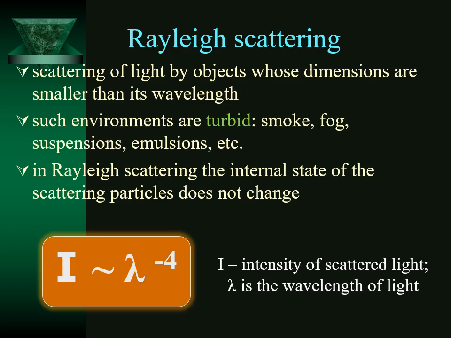In other words, this uniformity is due to the fact that the particle sizes are small. Further, as an example of scattering, the phenomenon of Rayleigh scattering, scattering on turbid media, can be given. Smoke, fog, something that can be observed firsthand. Next, with Rayleigh scattering, the state of the medium does not change.